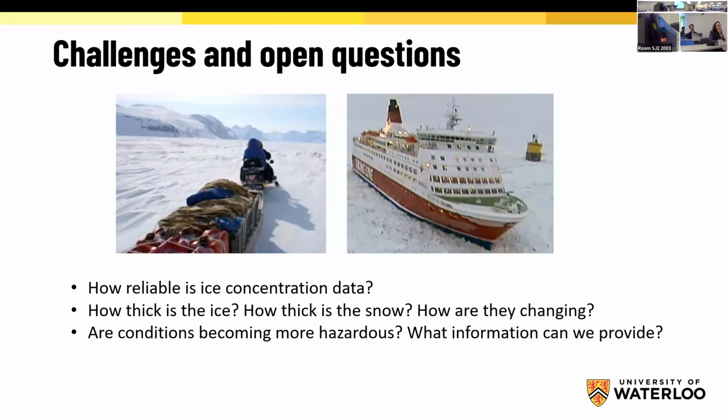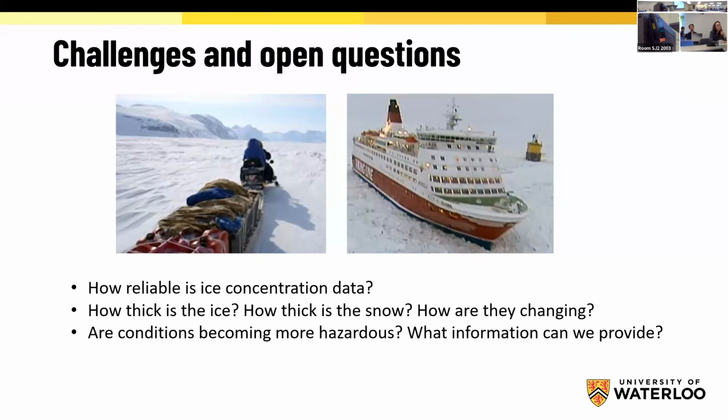So knowing about snow is important to know about the ice because basically you're solving sort of an inverse problem, where you have a satellite measurement and you want to invert it to get these physical properties. But again, I think that's a moving area these days, and there has been really a lot of progress on ice thickness. And then, are conditions becoming more hazardous?